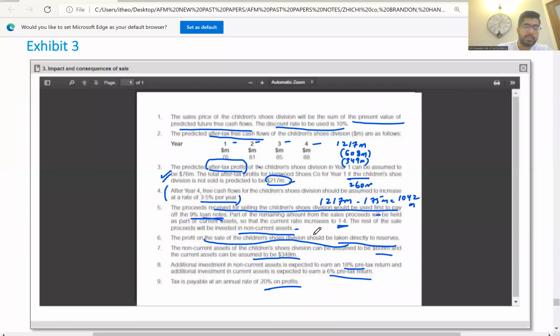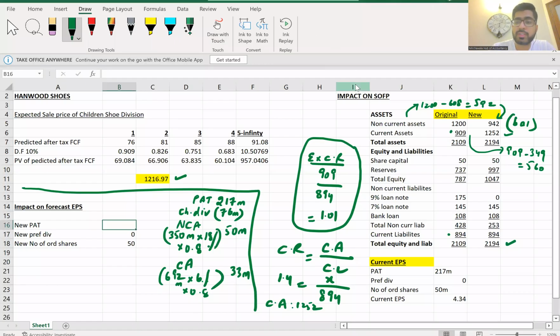Okay. Your children's shoes sold, impact on EPS, your profit from 217 million currently will go down by 76 due to sale of children's shoe, but you invested additional in non-current assets 18% and current assets 6%. So how much is the additional investment in non-current assets? Original 1200, sold 608. Should have been 592, but are 942. So you invested 350 more. And current assets 909, sold 349. Should have been 560. It was 1252, 692 more. 6% and 18% pre-tax, but after tax. So PAT will increase. And one last thing which you might have forgotten: interest saved.